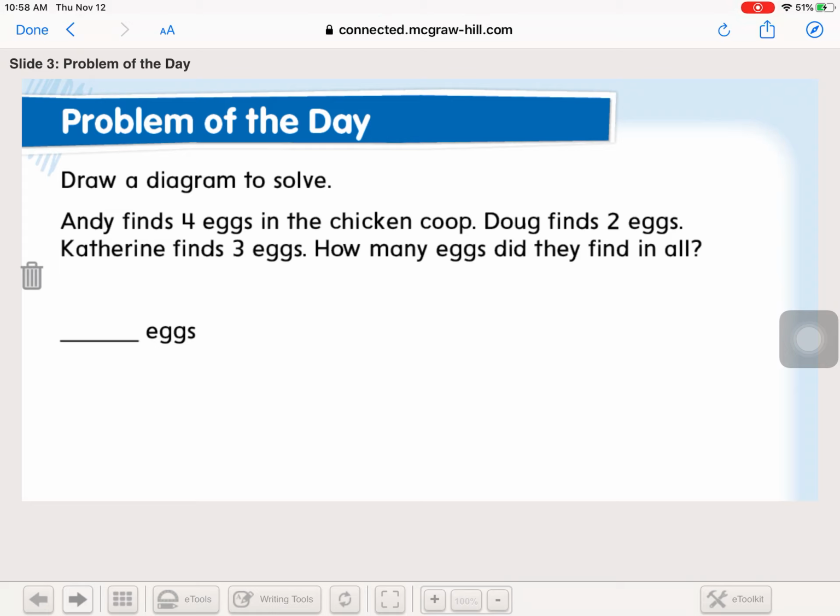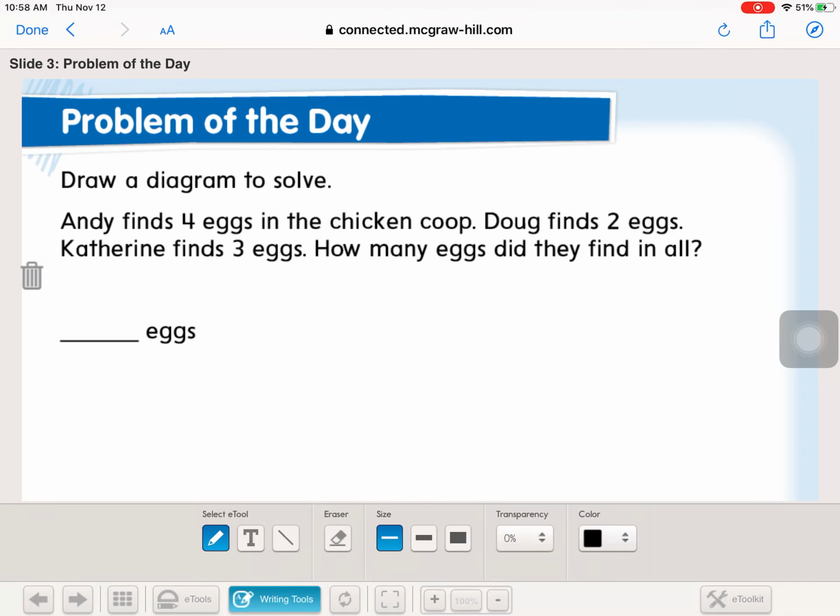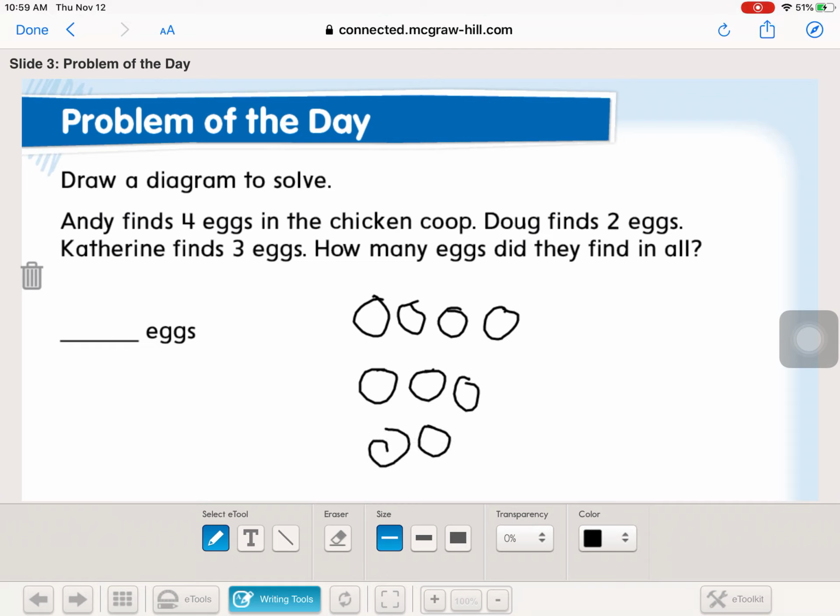Here's our problem of the day. It tells us to draw a diagram to solve. Andy finds 4 eggs in the chicken coop. Doug finds 2 eggs. Catherine finds 3 eggs. How many did they find in all? So let's draw a diagram to solve this. So we've got 4 eggs, 3 eggs, and 2 eggs. So if we add those all up, 4, 5, 6, 7, 8, 9. 9 eggs.